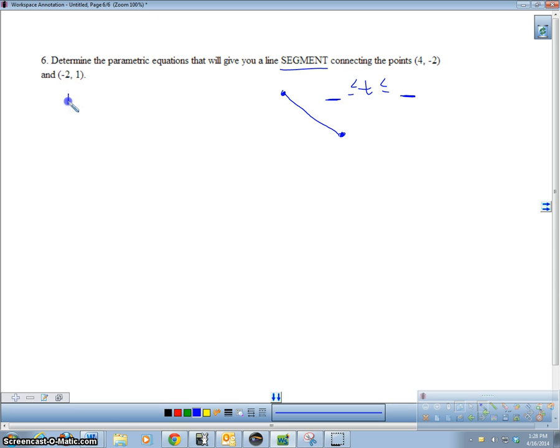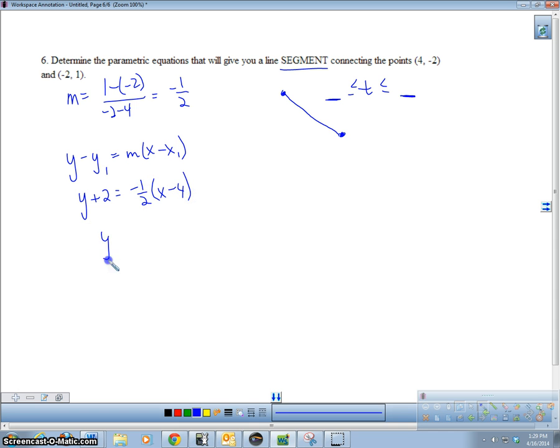So for the whole line, we're just going to use what we normally do to find lines, and we'll find the slope. The slope ends up being -1/2. We'll put it into our point-slope formula. So y minus y1: y plus 2 equals -1/2 (x minus 4). When I solve this, simplify this for y, I get -1/2 x. So now I'm going to convert this into parametric. To convert this into parametric, I'm going to say x is t and y is -1/2 t.